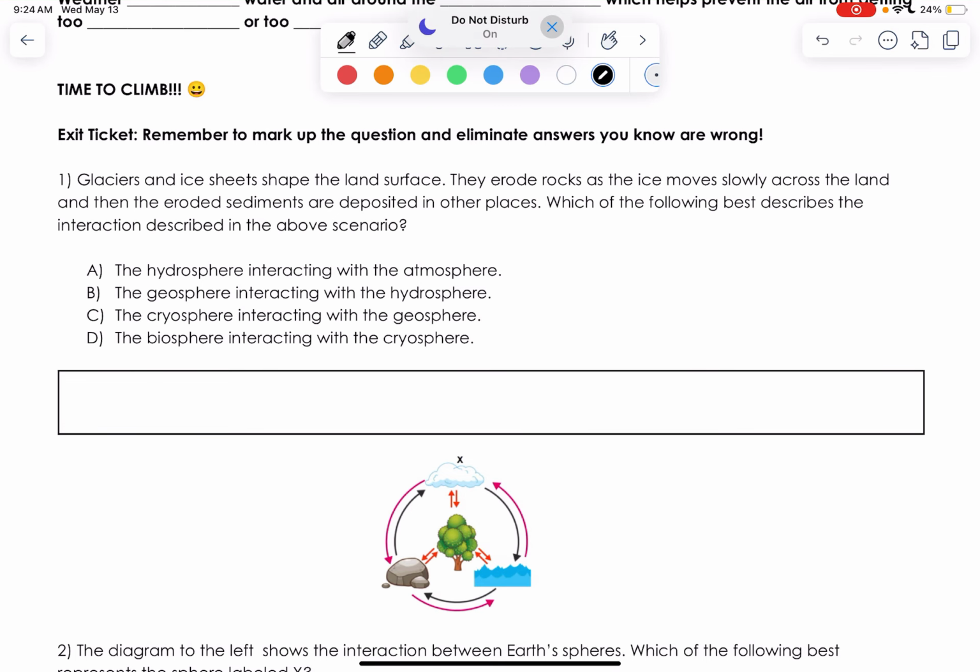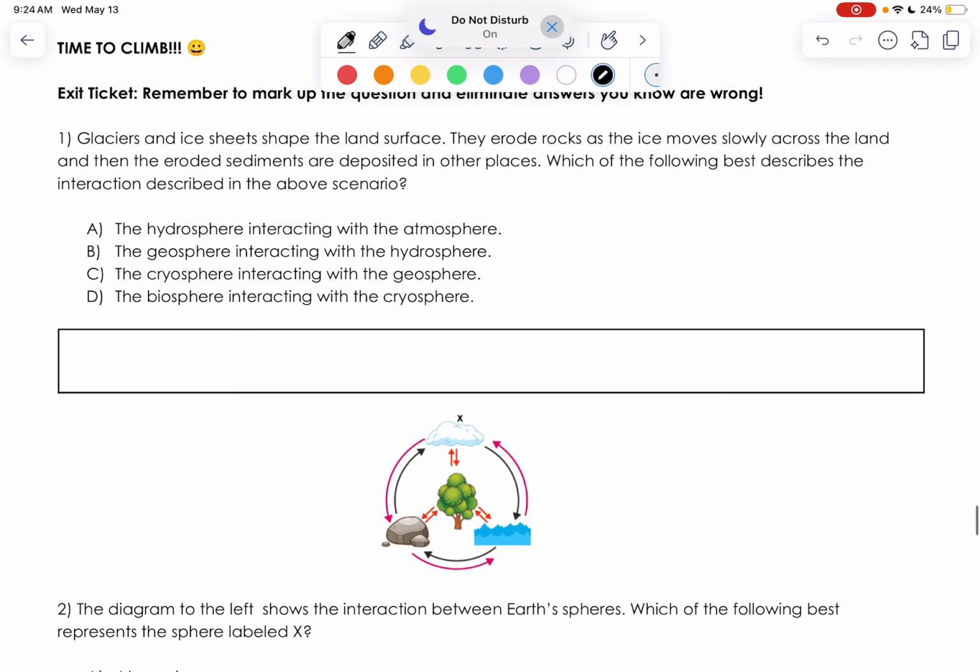Number 1, glaciers and ice sheets shape the land surface. For this one, there's lots of words, so we're going to break it down as we go. Glaciers and ice sheets are going to change the shape of the land surface, the earth. They erode. We know erosion takes it, moves it. They move rocks as the ice moves slowly across the land, and then the eroded or moved sediments, which means little rocks, are deposited, dropped off, in other places.